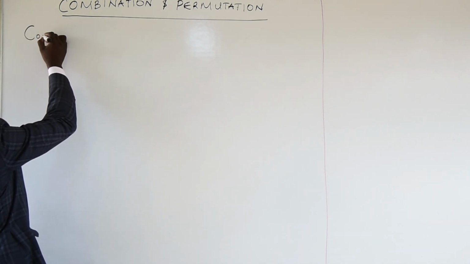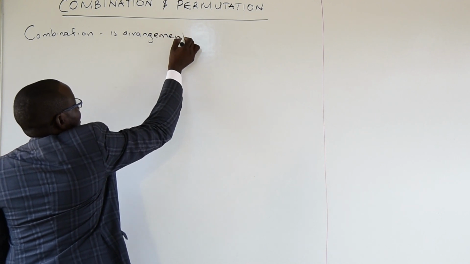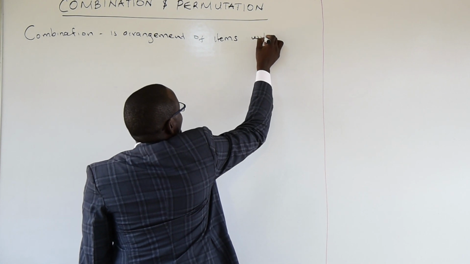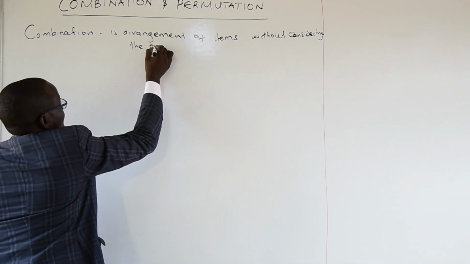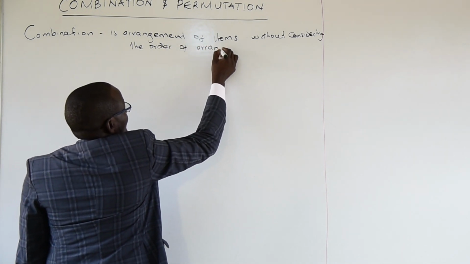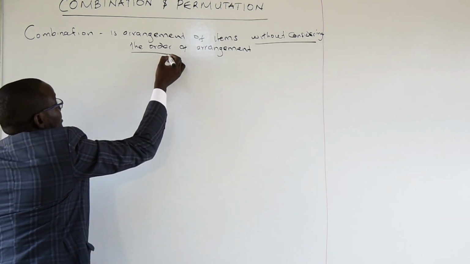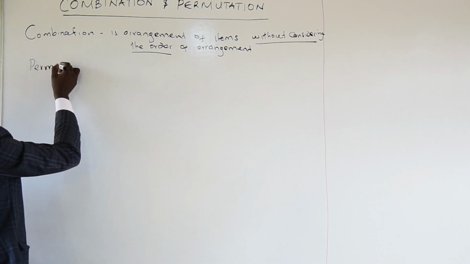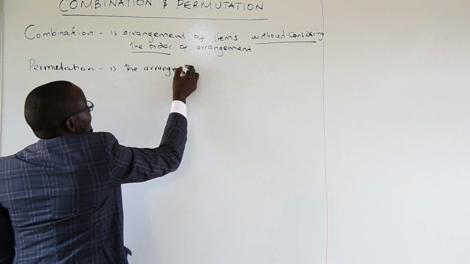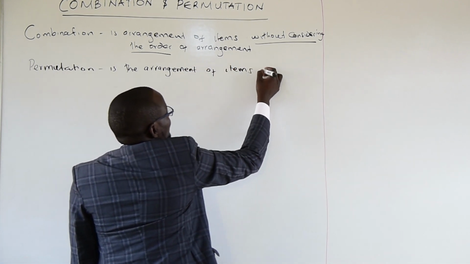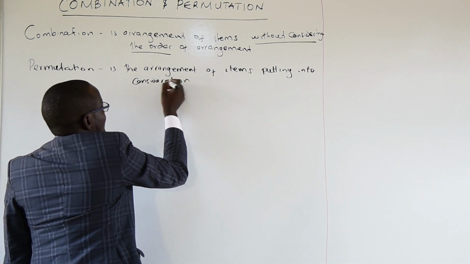So what is combination? When you talk about combination, it is the arrangement of items without considering the order of arrangement. That's what we call combination. The arrangement of items without considering the order, while permutation is the arrangement of items putting into consideration the order.